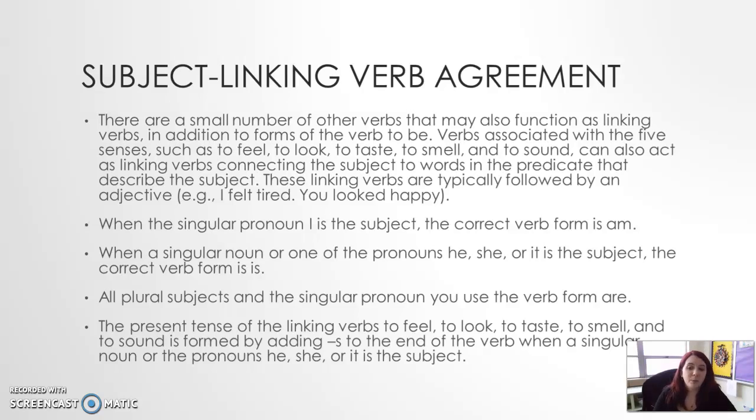Now, if we're talking about all plural subjects and the singular pronoun you, you're going to use the form are. So far the ones that you're going to be using are am, is, and are. The present tense of the linking verbs to feel, to look, taste, smell, and sound are formed by adding the S to the end of the verb.